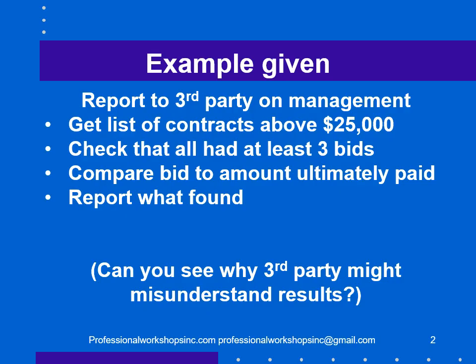And then we are to compare the bid to the amount ultimately paid. And again, the assumption here is these are really simple contracts for something where there's absolutely no possibility for there to have been a difference, that we bid 25,000 and we charge more than that because of whatever reason. So the assumption is that we get bids from people and the bid price is exactly the price that we pay, and then we report what we found.